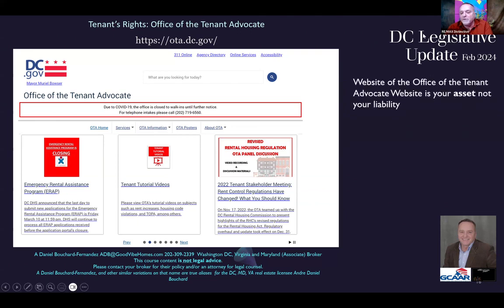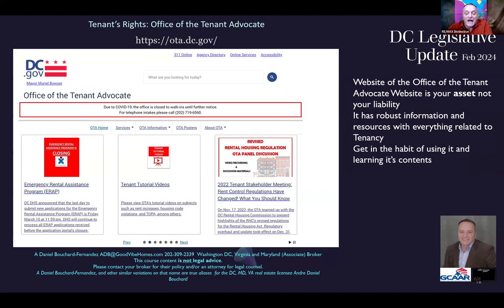All right, so let me minimize my screen here. Okay, so the website of the Office of the Tenant Advocate is your asset. It's not your liability. Sometimes we end up feeling like they are our enemy as listing agents and landlords, but they're really not. They can be a very useful advocate to help you keep your clients out of trouble. This website has robust information and resources with everything related to tenancy. Get in the habit of using it and learning its contents because it's packed full of useful information and tutorials.